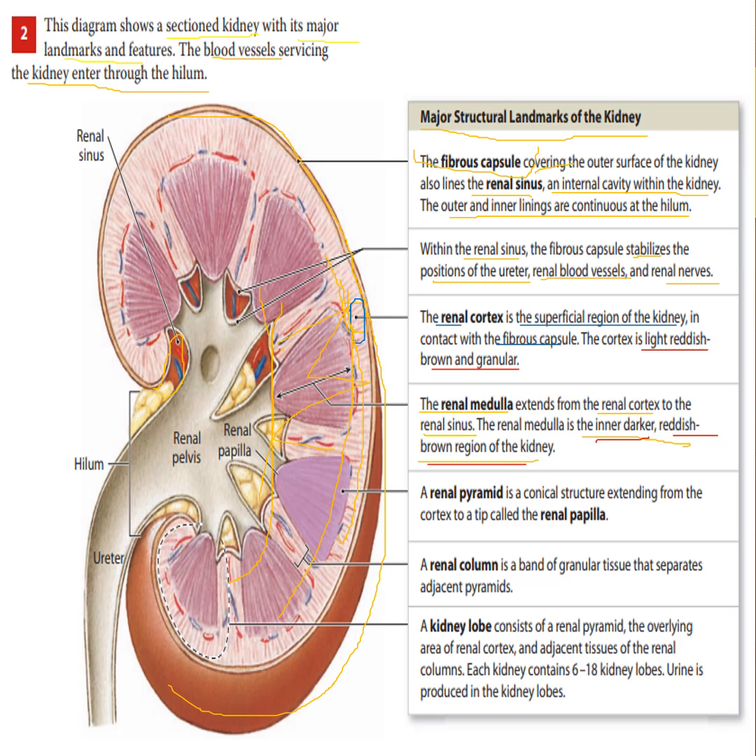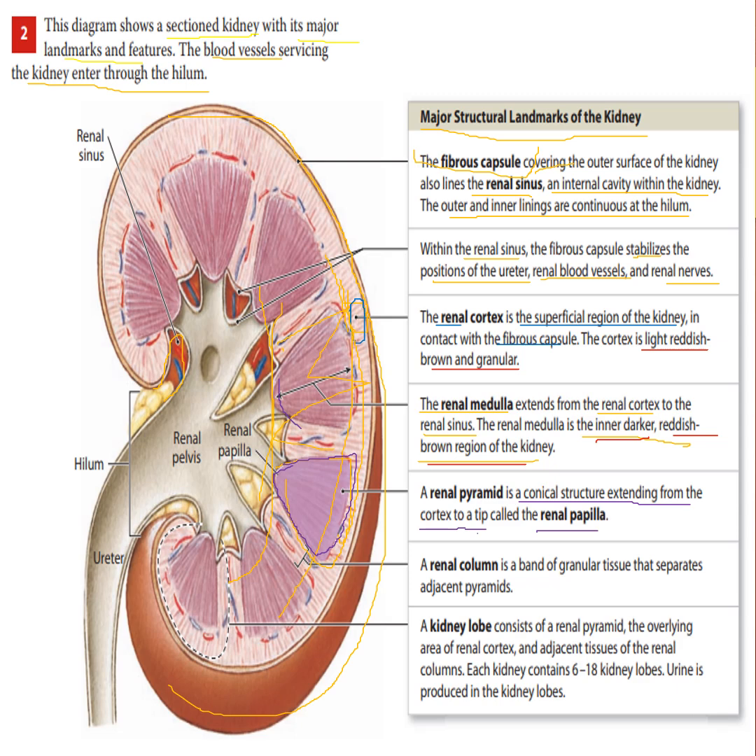Now the renal pyramid. This is the renal pyramid. It is a conical structure extending from the cortex to the tip, called the renal papilla.